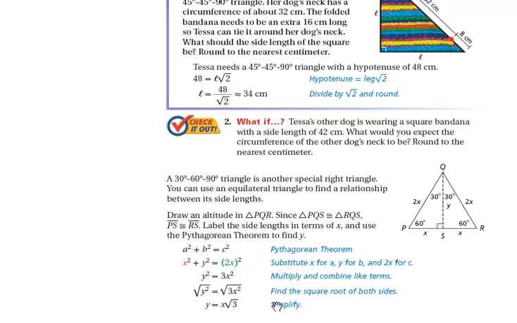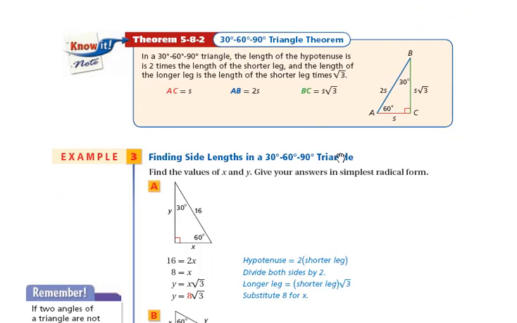If you look at the bottom part here, we're saying that y, which is this side here, one of the legs, is equal to x times the square root of 3. So we're looking at the shorter leg of that right triangle. Let's take a little bit closer look at that.